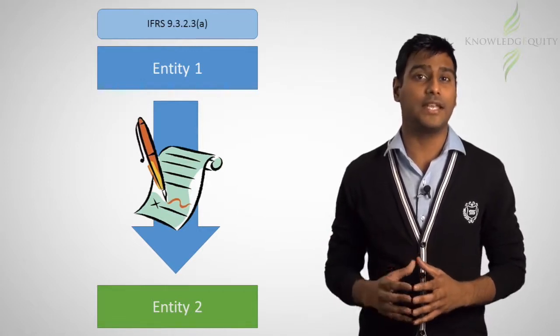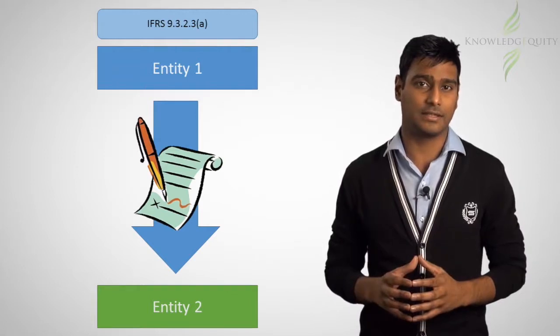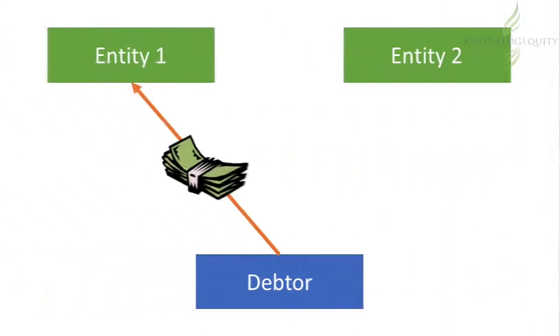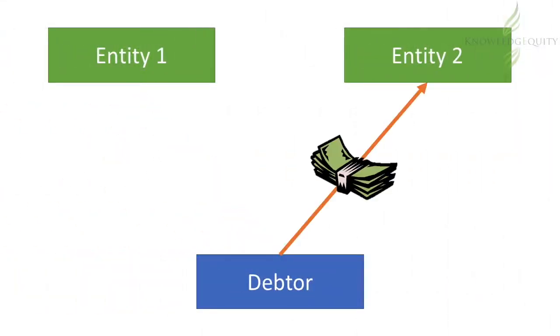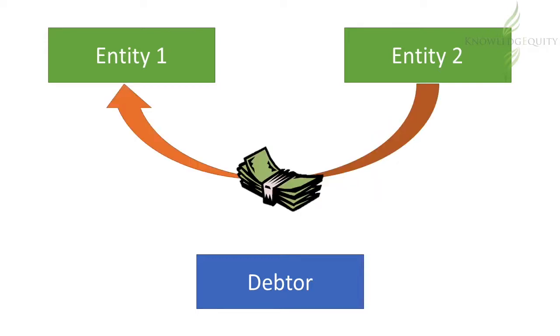Firstly, an entity can legally transfer the asset. In this type of transfer, an entity is only able to derecognize the financial asset when the contractual rights are transferred from one entity to the other. For example, a debtor that once paid Entity 1 is now legally required to pay Entity 2. Entity 2 pays Entity 1 a fee for this transfer, which is usually an amount less than the value of the asset transferred.